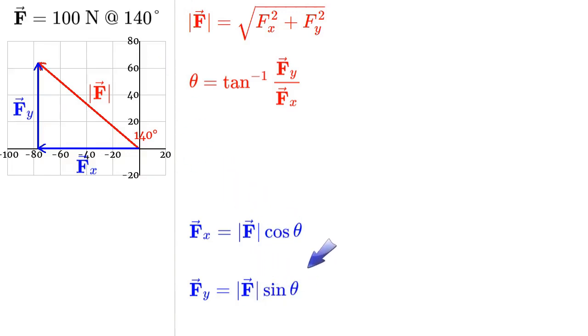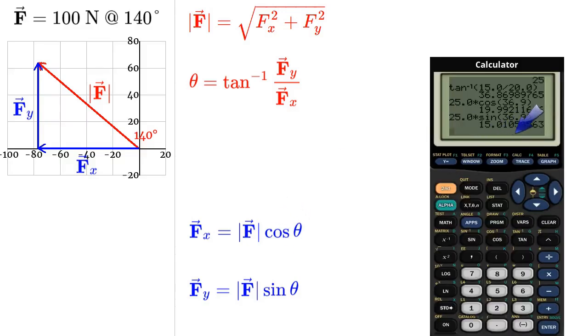To calculate the x component, according to the equation, we're going to take the magnitude, which is 100 newtons. We're going to multiply by the cosine of 140 degrees. So let's type that in on our calculator. And we get negative 76.6 rounded to 3 significant digits.